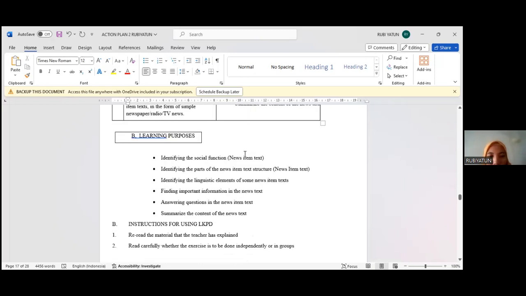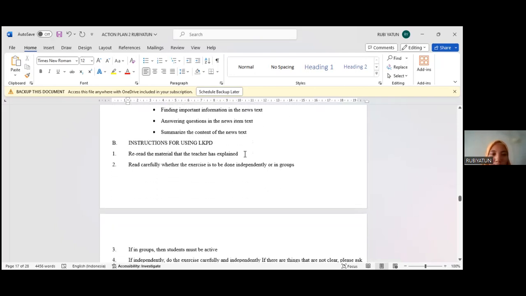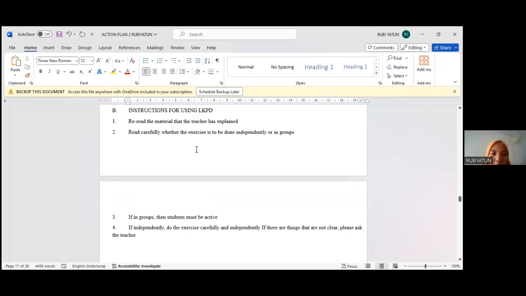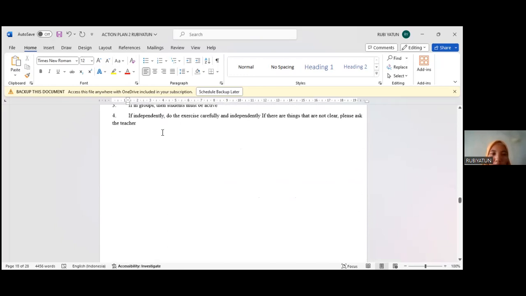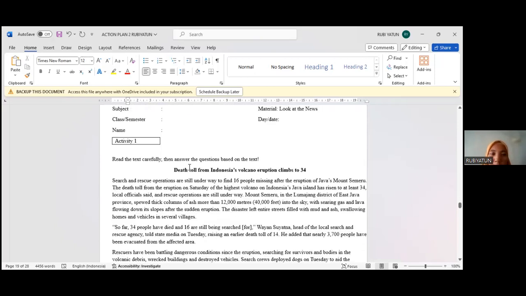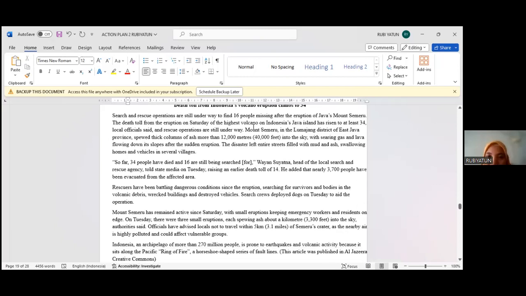And then for the learning purpose, identifying the social function, as in the teaching document above. Then the instruction for using the LKPD: the teacher gave instruction that they read the material the teacher has explained, and then by group, students must be active and do the exercise independently and carefully, because the exercise consists of two parts, individual and group. The text is about the fall from the Indonesia volcano eruption that claims 34 lives.